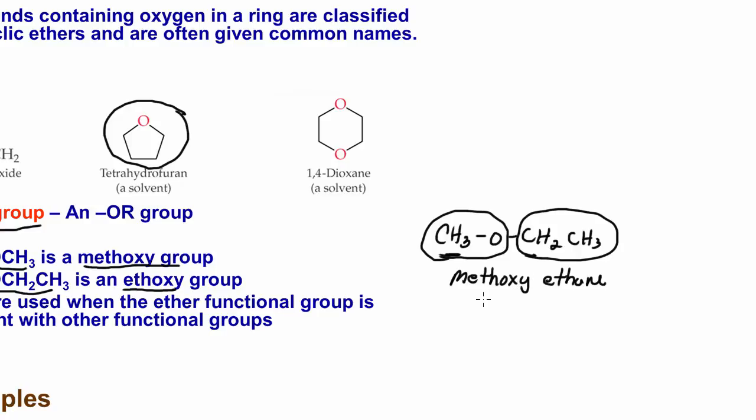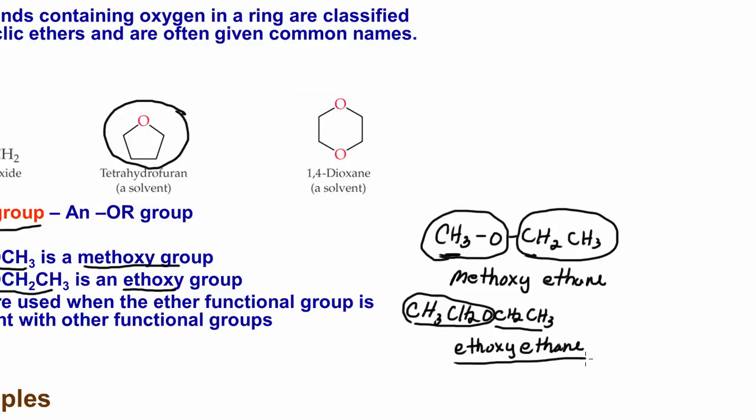Okay, let's go ahead and try another one. Here we have two ethyl groups bonded to the oxygen. Chain length is the same for both, so we would call this an ethane. And here we have the ethoxy group. So this would be called ethoxyethane. And this is one word, by the way. And the same here. This is one word.